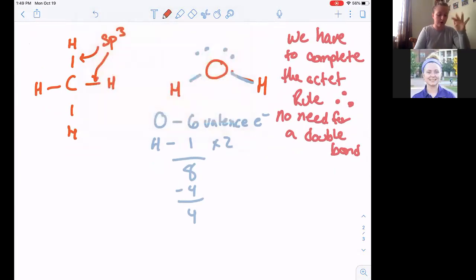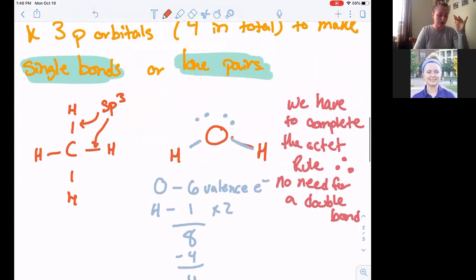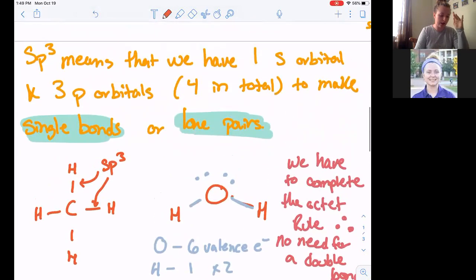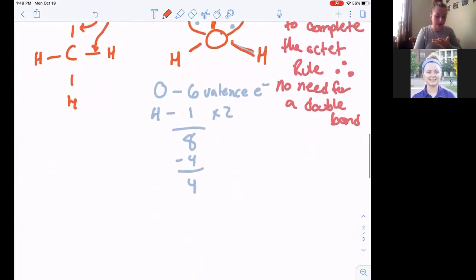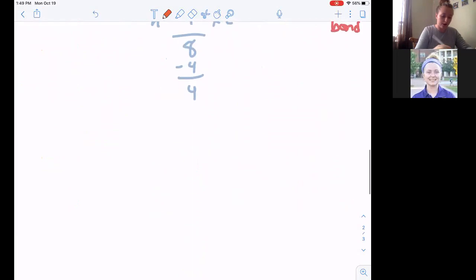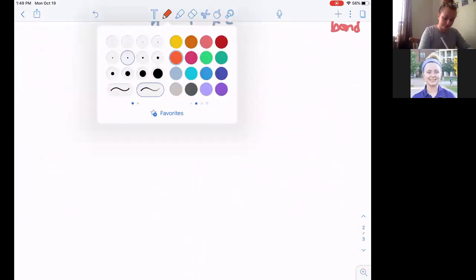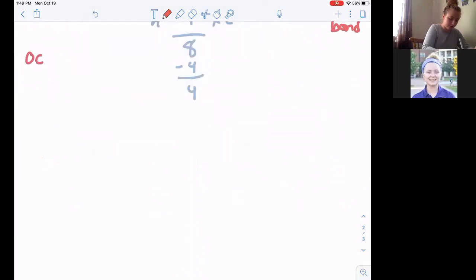And if we're thinking about this, over here I said sp3 means that we have 4 in total single bonds or lone pairs. So we have 2 single bonds and 2 lone pairs, which in total makes 4 orbitals, 4 spaces. So let's talk more about the octet rule real fast. So, octet rule, okay?